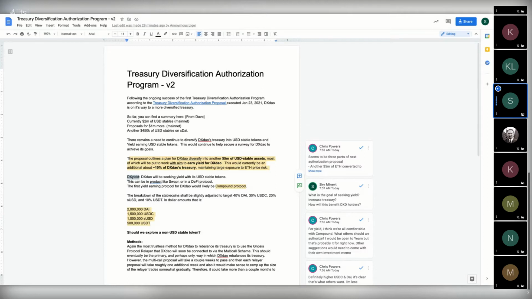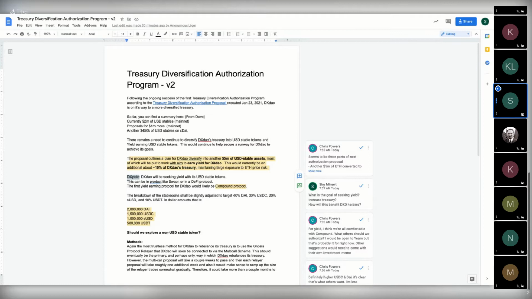But then if we're going to hold stable coins, it makes sense to put those to use. So there's this idea of DX yield, which we've talked about. If we're going to hold stable coins, which gives us security and runway, we should put those to work in our products, and we should also put those to work in other protocols, such as something reliable and safe like Compound, and earn a yield, and maybe Yearn, and then we can get more exotic up the risk ladder.